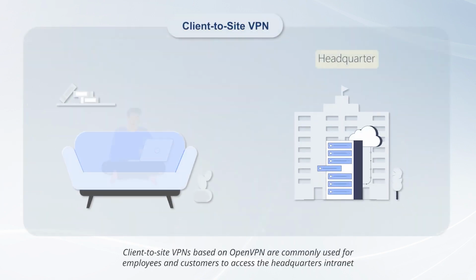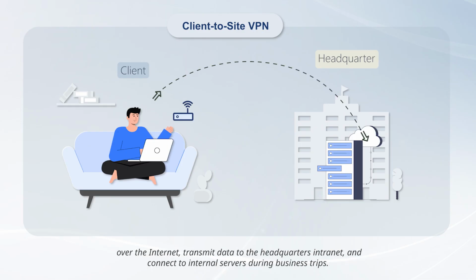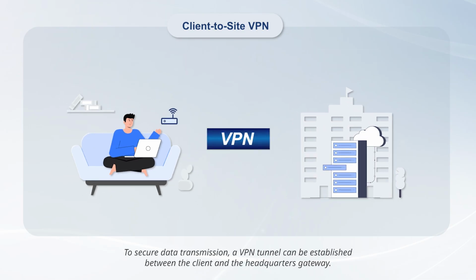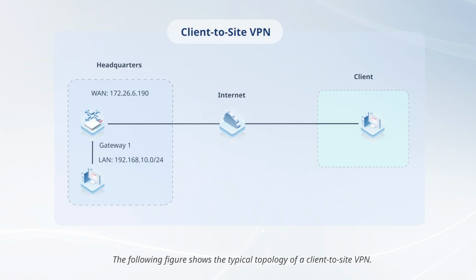Client-to-site VPNs based on OpenVPN are commonly used for employees and customers to access the headquarters intranet over the internet, transmit data to the headquarters intranet, and connect to internal servers during business trips. To secure data transmission, a VPN tunnel can be established between the client and the headquarters gateway. The following figure shows the typical topology of a client-to-site VPN.